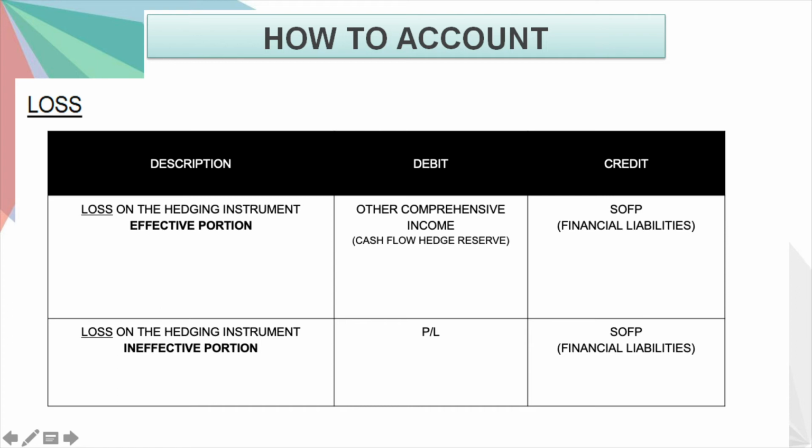Okay, how to account for the cash flow hedging instrument. For the loss, the first description is loss on the hedging instrument, effective portion. We should debit other comprehensive income or cash flow hedge reserve, and credit the statement of financial position, which is financial liabilities. The second is loss on the hedging instrument, ineffective portion. We should debit P&L, profit and loss, and credit the statement of financial position, financial liability.